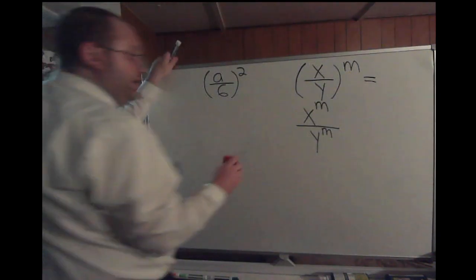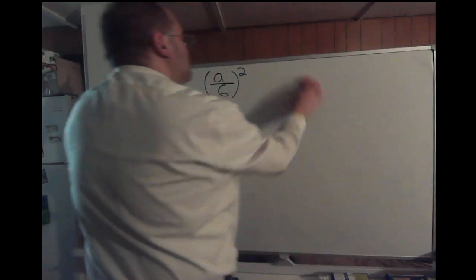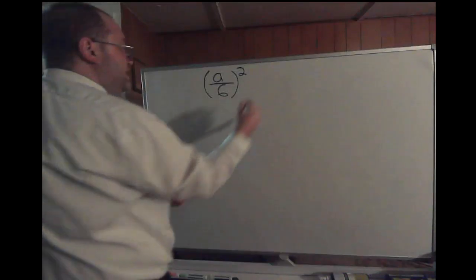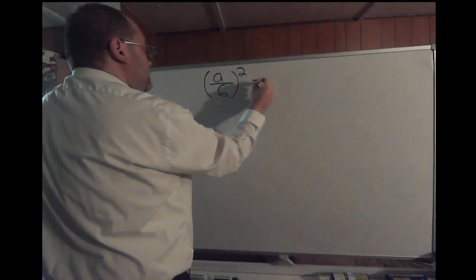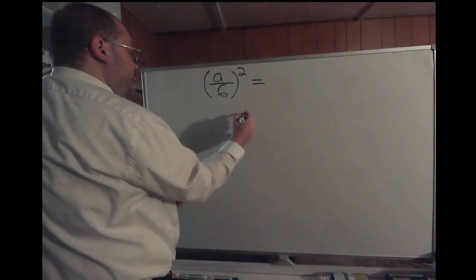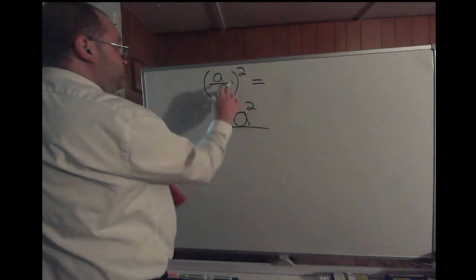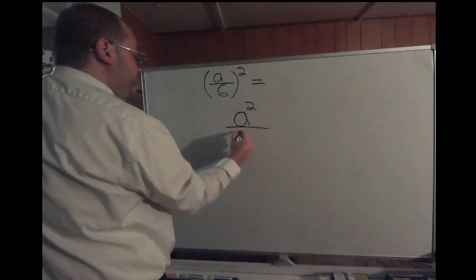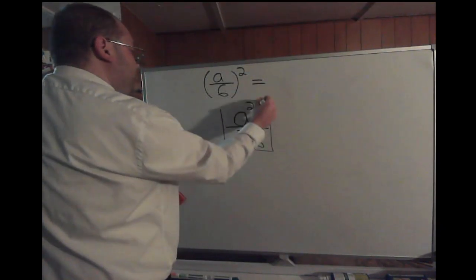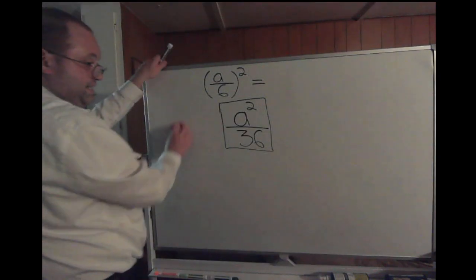So these really aren't that bad. So now you have a over 6 to the second power. Well, a to the first to the second, 1 times 2, that's 2. You would end up getting a to the second over 6 to the second, that would be 36. So the answer you would get for this would be a to the second over 36.